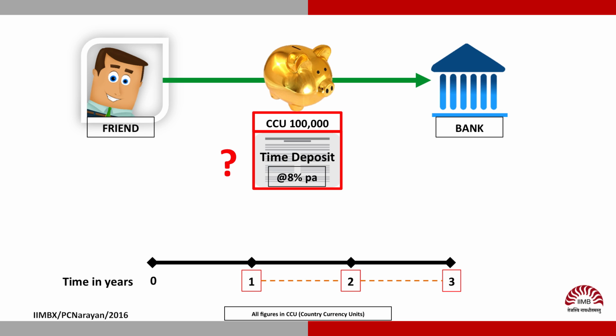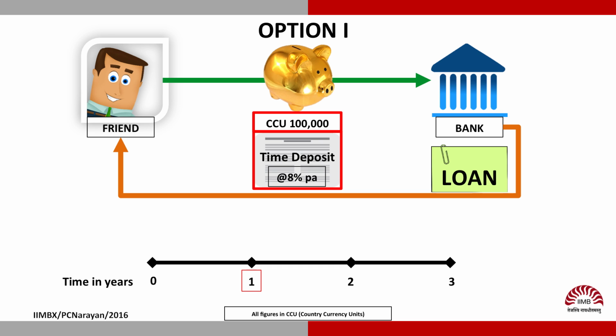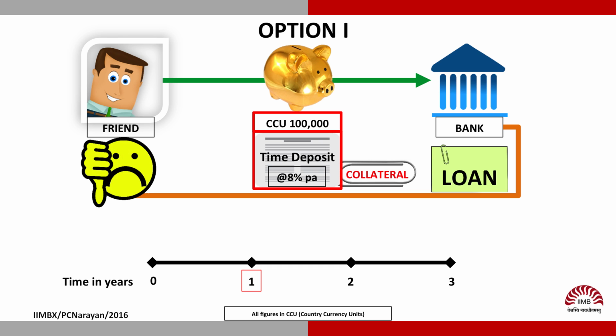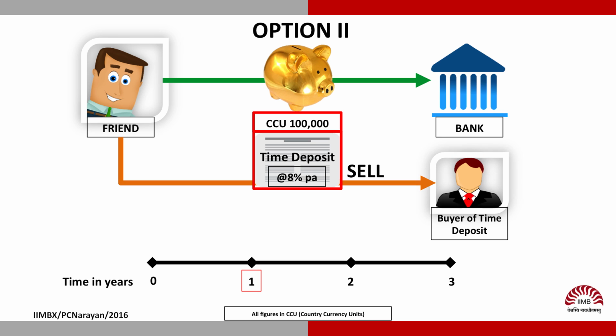So how does your friend raise the money he needs right now? He could look at 2 options. One, he could seek a loan from the bank using the time deposit as a collateral. However, your friend does not like the idea of taking a loan. Option 2, he could sell the time deposit and raise the cash he needs. Recall what we said earlier, this time deposit is a bearer instrument and hence can be traded. That means it can be sold and someone else can buy it.